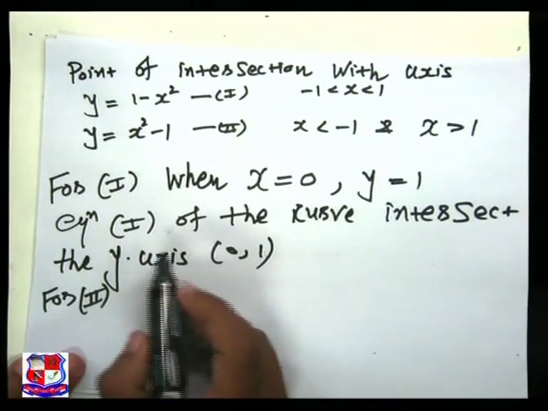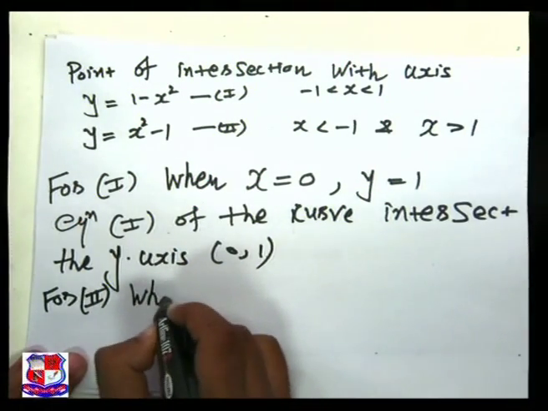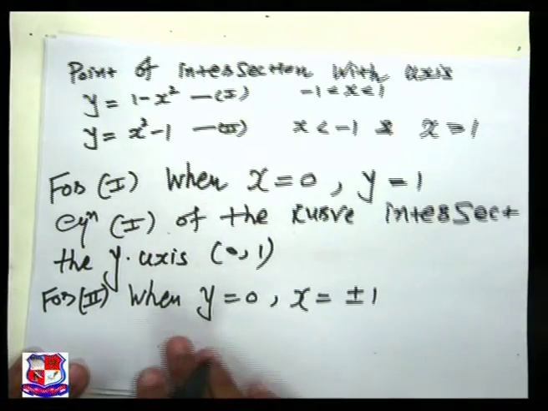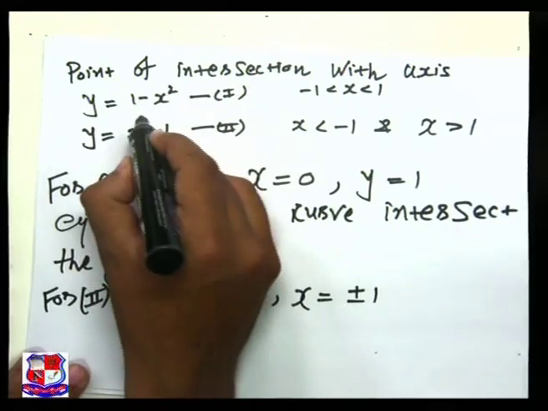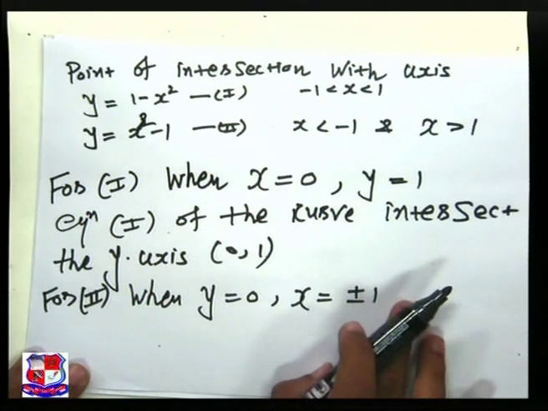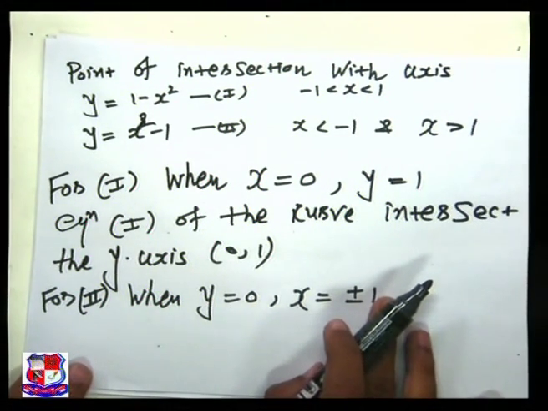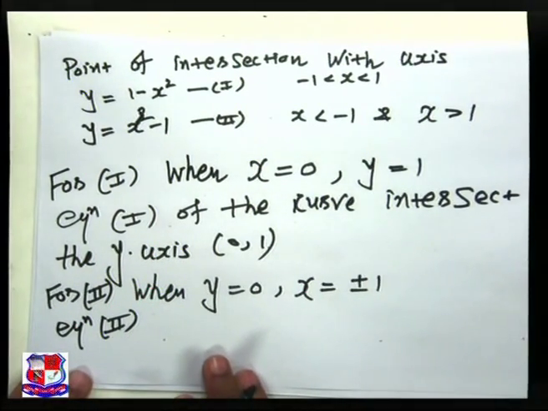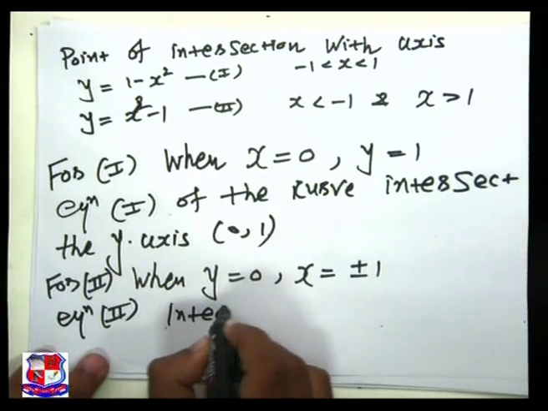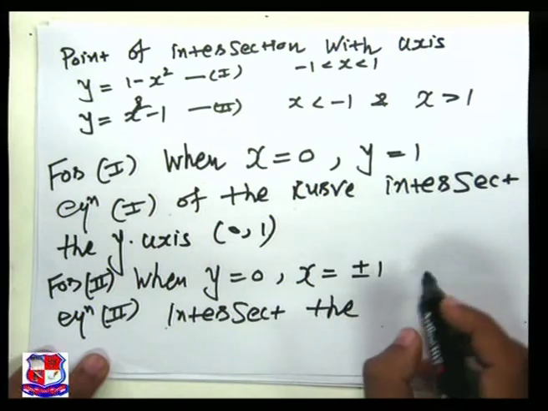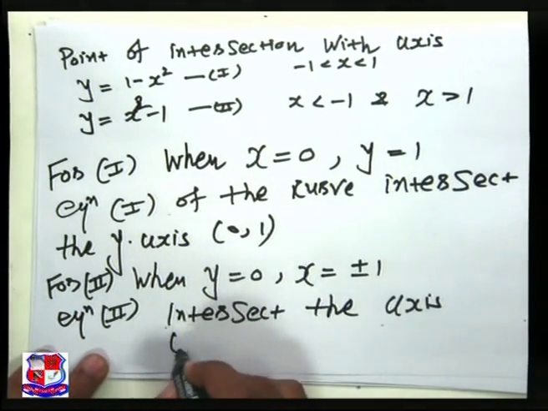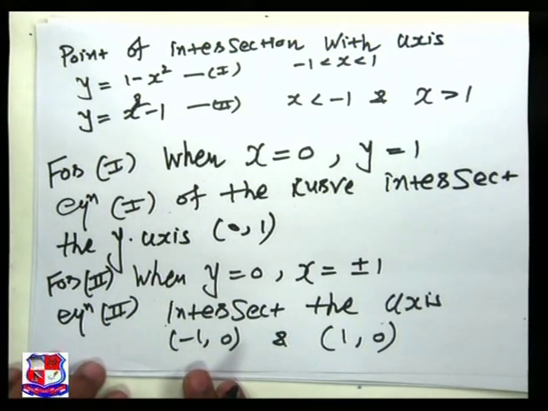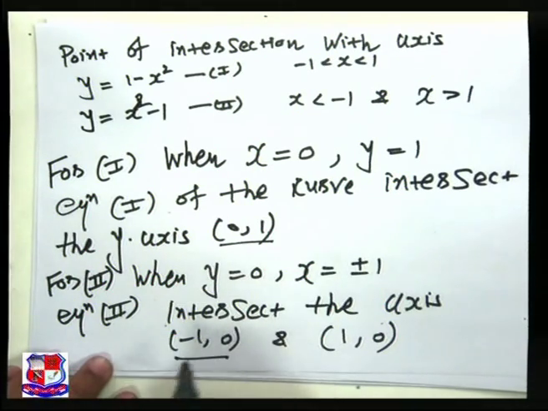And for equation 2, if we take y is equal to 0, x is equal to plus or minus 1. You can see when y is equal to 0, x square is 1, so x is equal to plus or minus 1, clearly. So hence the equation 2 intersects the x axis at minus 1 0 and 1 0, clearly. So the graph of the function is passing through 0 1, minus 1 0 and 1 0.